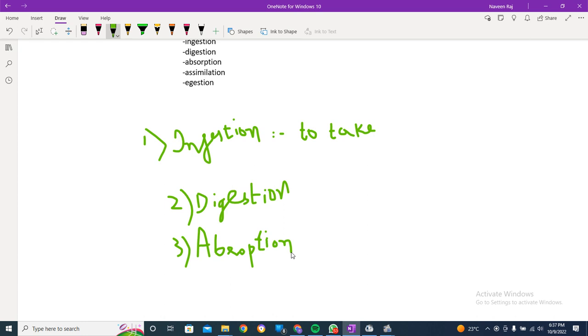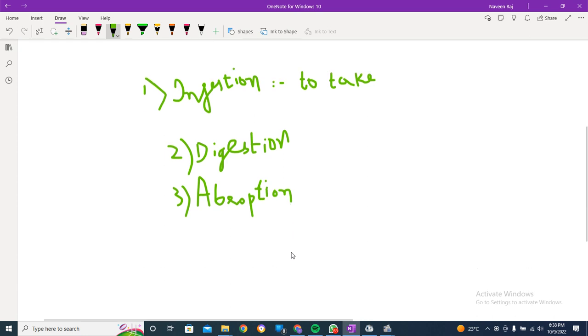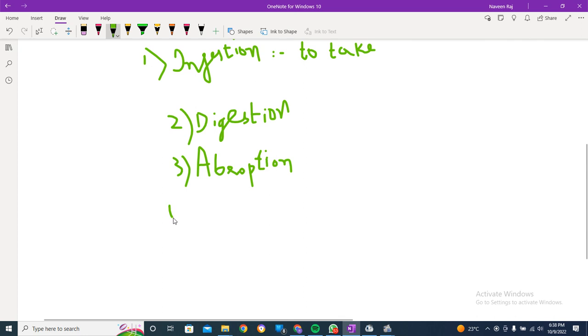Absorption is taking in the diffusible food which is formed due to digestion. Because it is now cell diffusible, it is absorbed by the cell membrane. This is how it works. Previously the food was in the form of complex macromolecules, and now it is a simple molecule. It gets absorbed by the cell membrane and the blood carries it. And number four is assimilation.